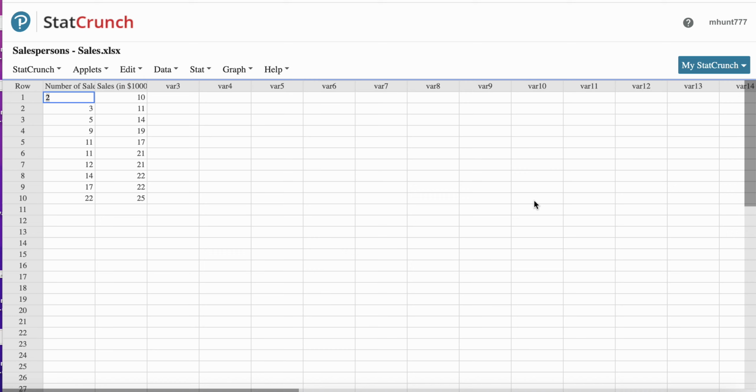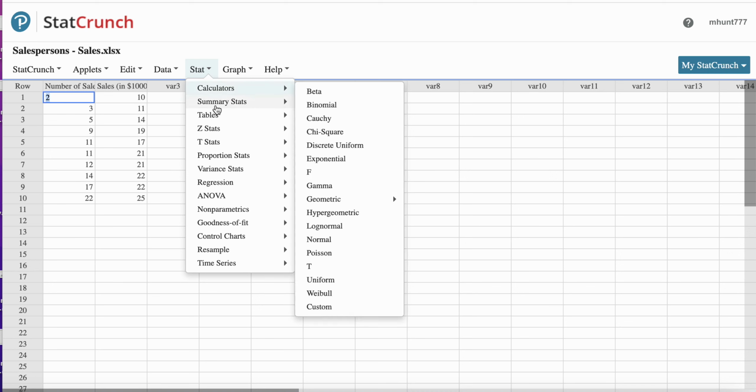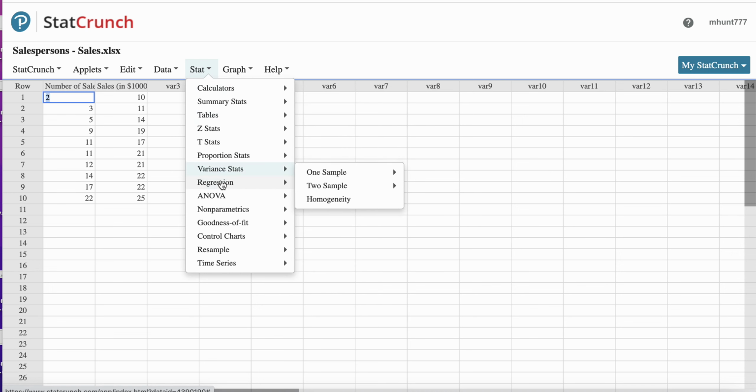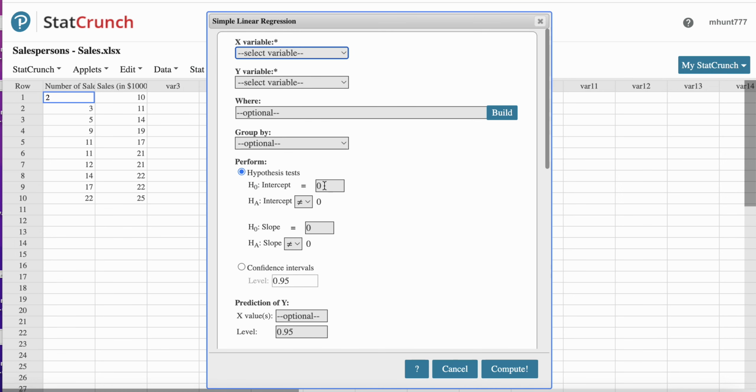In this video, I'm going to show you how to use StatCrunch to do simple linear regression. We're going to go under the Stat menu, and we're going to pick Regression and then Simple Linear. We are using the number of salespersons to predict the number of sales.